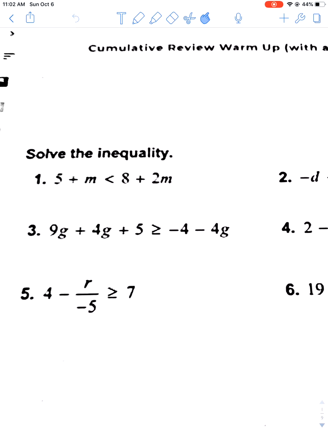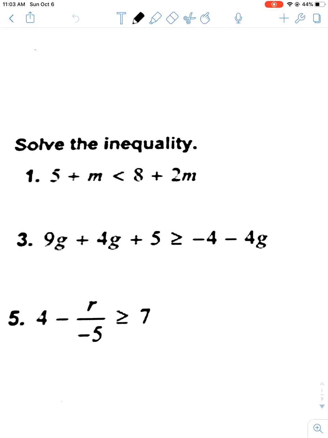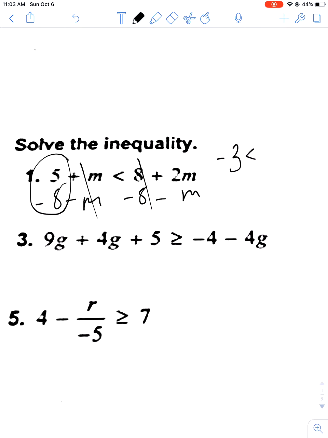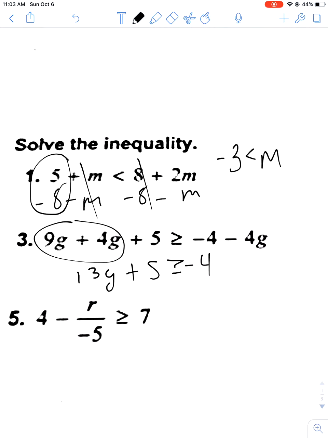So let's solve these. I need to move my variables, move my constants. Cancels, cancels. 5 minus 8 is negative 3. 2 minus 1 is 1. Now, we don't need a graph here. I just want you to solve them. All right, combine like terms. 13g plus 5 is greater than or equal to negative 4 minus 4g.